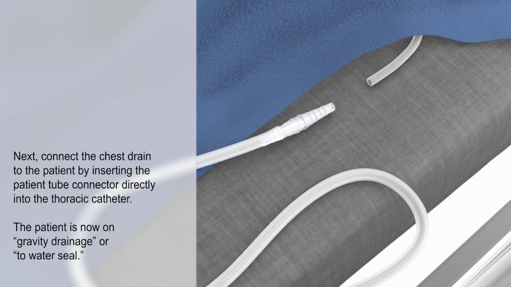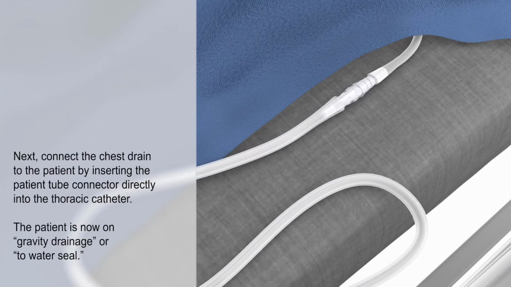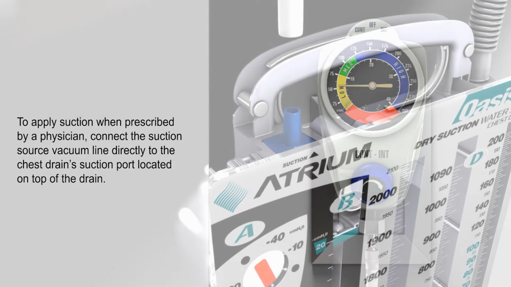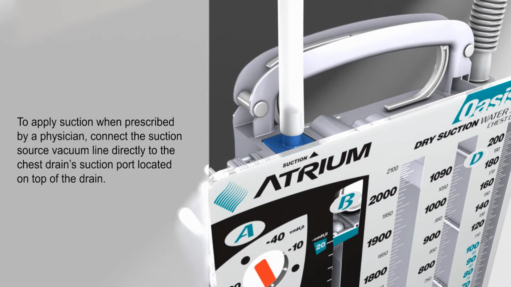Next, connect the chest drain to the patient by inserting the patient tube connector directly into the thoracic catheter. The patient is now on gravity drainage or to water seal. To apply suction when prescribed by a physician, connect the suction source vacuum line directly to the chest drain suction port located on the top of the drain.